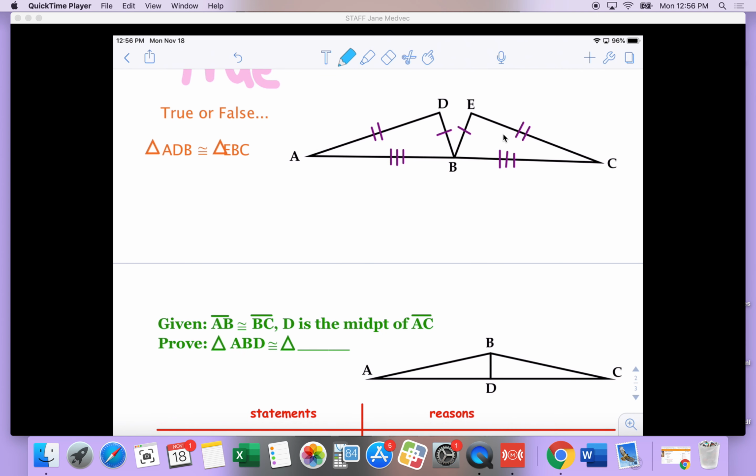True or false? ADB is congruent to EBC. That is false.